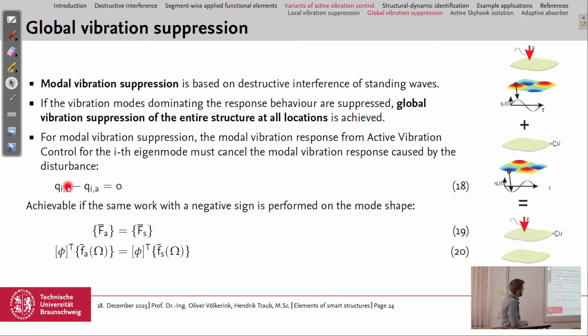And for this, we need, for the eigenmodes we want to control, that the modal coordinates are the same. And this we can achieve if the same work with negative sign is performed on the same mode shape. So the generalized force of the disturbance is the same as the generalized force from the actuator. And this can also be written as the vectors of the different mode shapes times the vector of forces for the actuator and also for the disturbance.